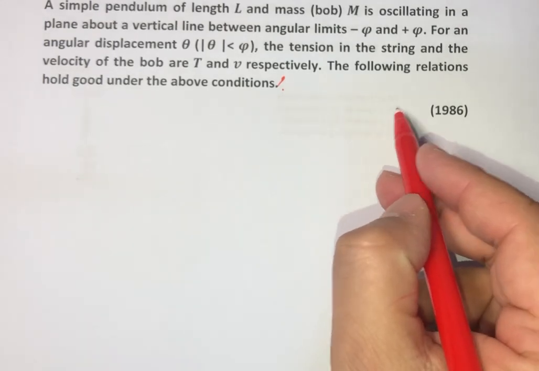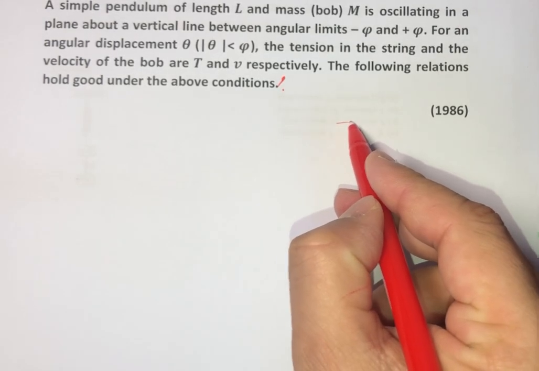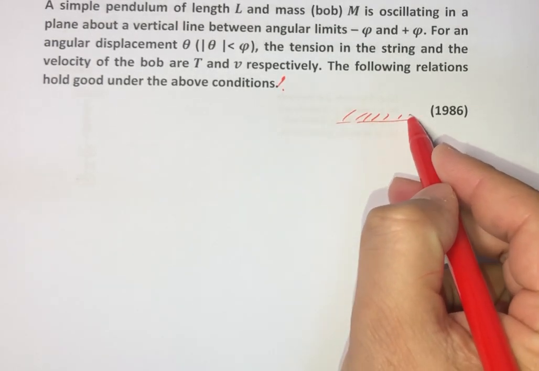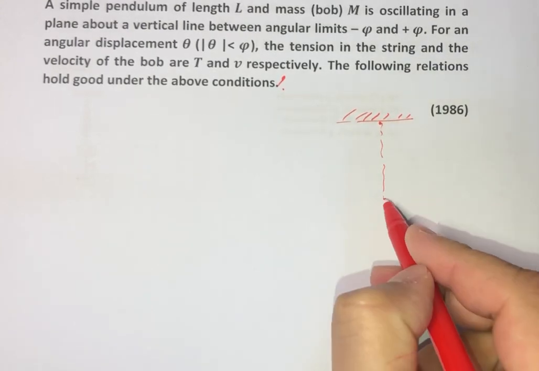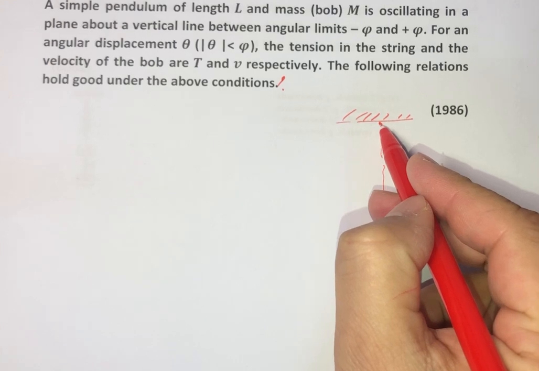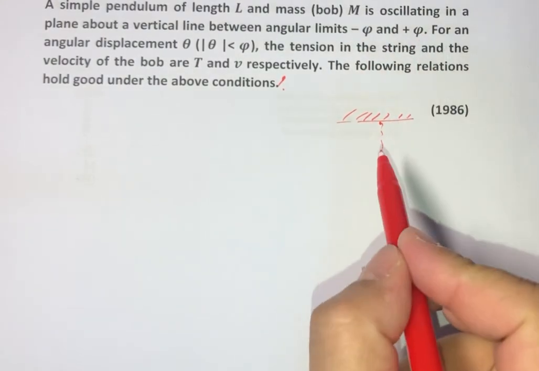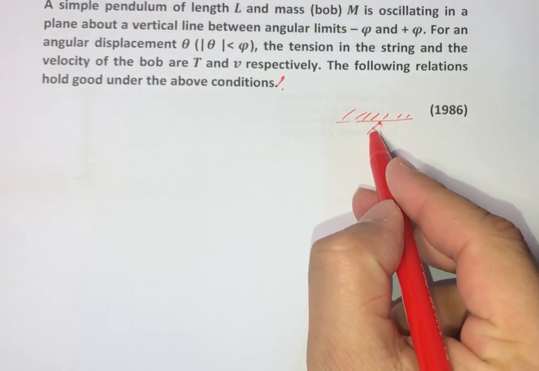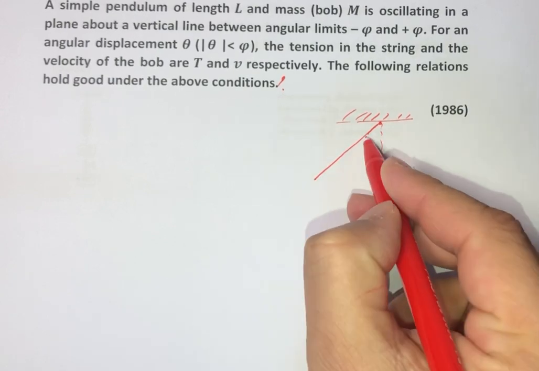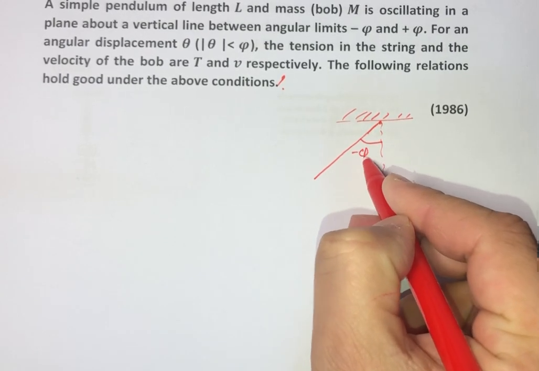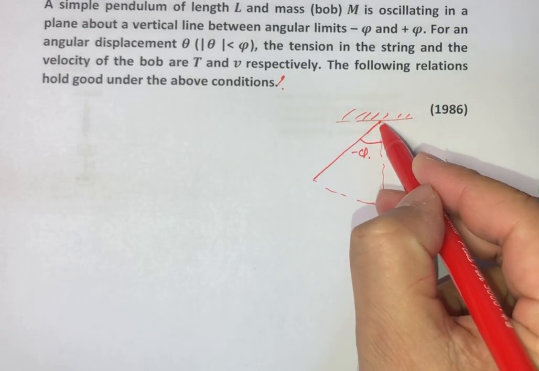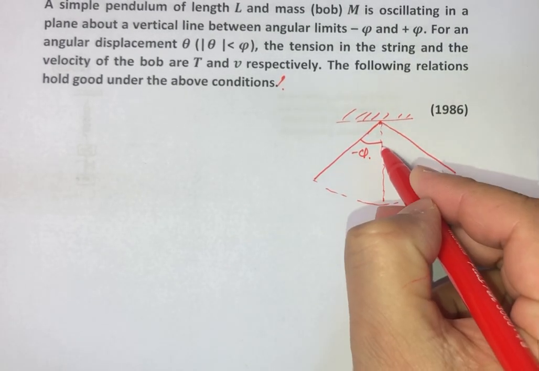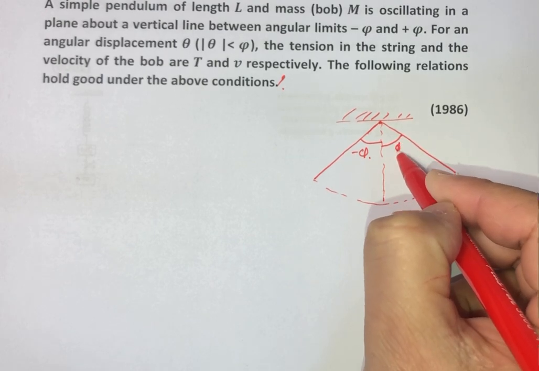So we have a pendulum which is suspended from this point. Let us suppose this is the mean position and it is oscillating between -φ and +φ. So let us draw, this is our -φ and we have the other extreme position, this is our +φ.